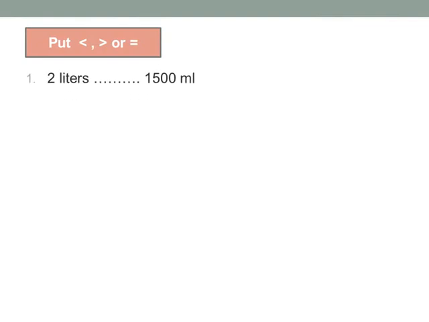Okay, let's compare between the units. Put bigger than, smaller than, or equal. Which is greater, 2 liters or 1500 milliliters? Okay, to compare between 2 liters and 1500 milliliters, we should make the both sides with the same units. Here we will convert 2 liters to milliliters. Okay, 2 liters equal 2000 milliliters.